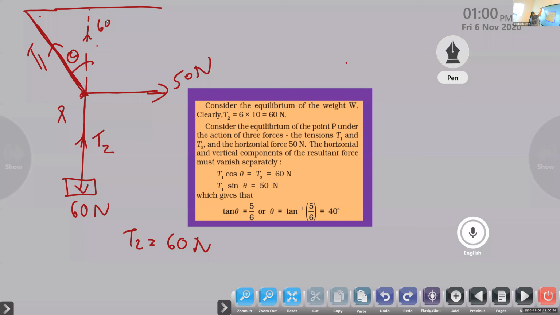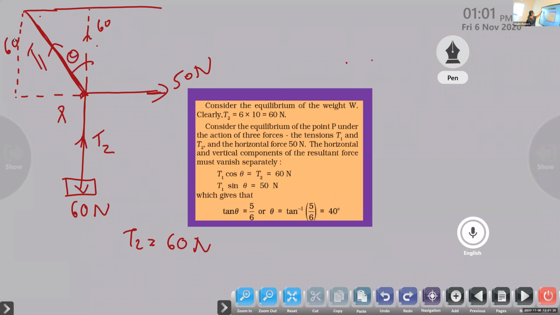Now, apply the parallelogram this way, so it will be easier for you all. If it is 60, this also will be 60. Correct? Now, what is T1 here? T1 is the resultant vector, the tension.